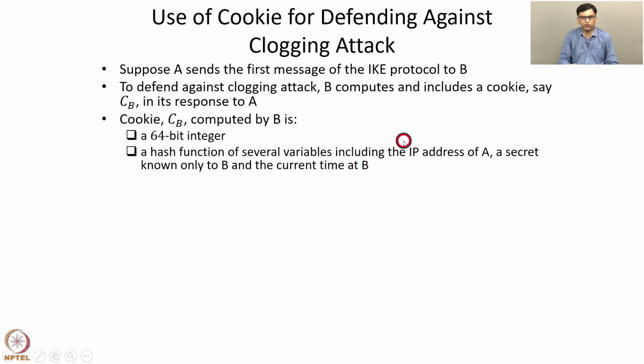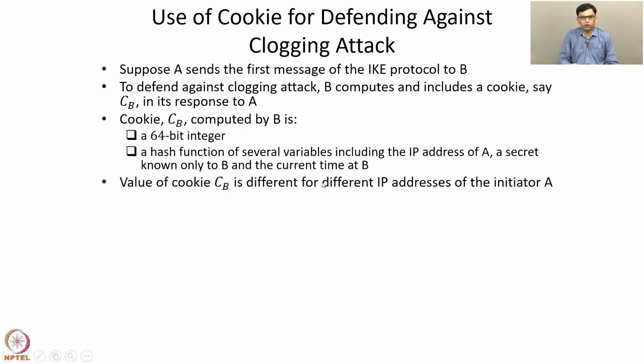Notably, it's a function of the IP address of A, which is the node that sent the first message of the IKEY protocol to B. And it's also a function of a secret known only to B. So hence, no one other than B can create the correct value of the cookie. The value of the cookie CB is different for different IP addresses of the initiator A. So if we replace the IP address of A with some other IP address, then the value of the cookie will come out to be different with a high probability.